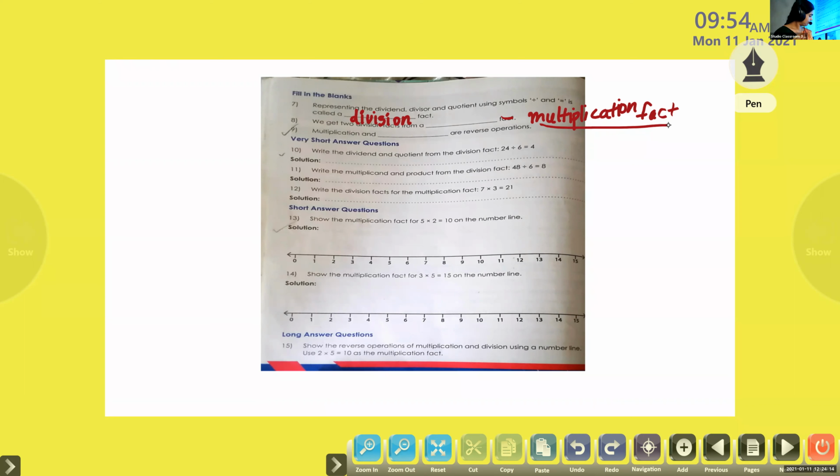Multiplication and dash are reverse operations. Multiplication and division. Division. Very good, dear. Now, others, please unmute and read the next question.